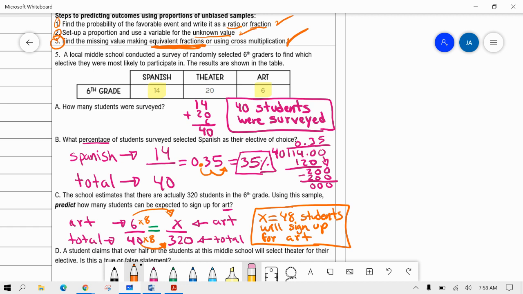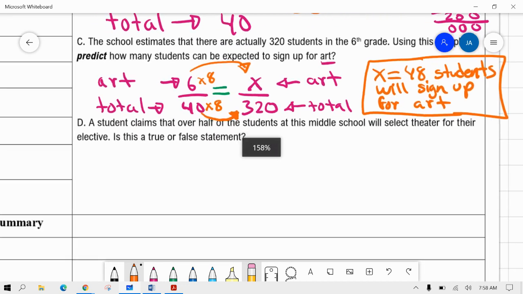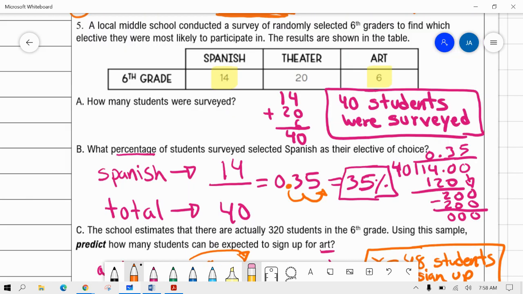Okay. So letter D, a student claims that over half of the students at this middle school will select theater for their elective. So now we're talking about theater. So is this a true or false statement? So let's take a look at theater.